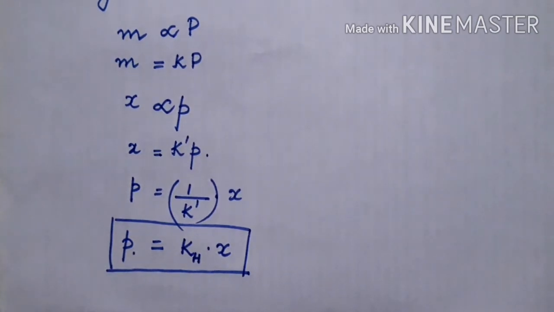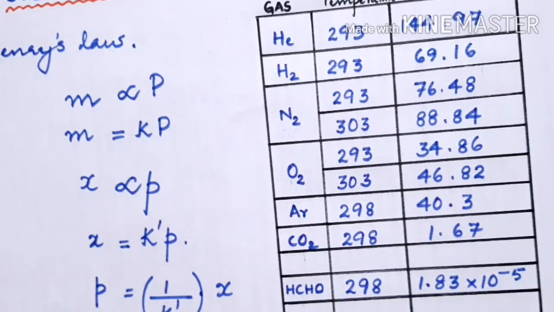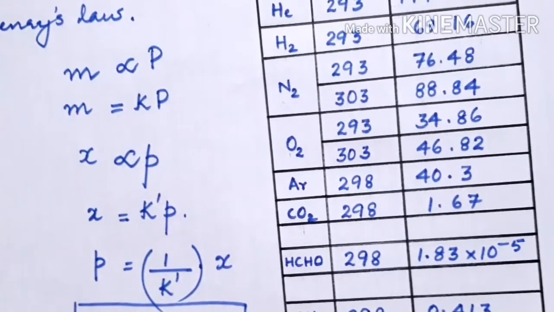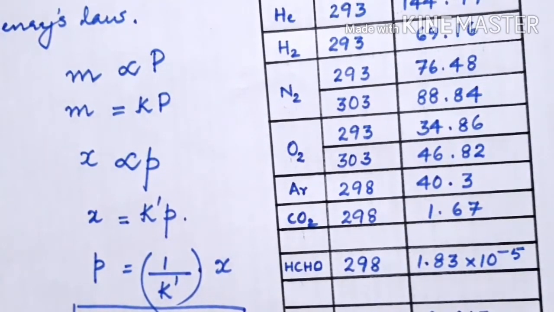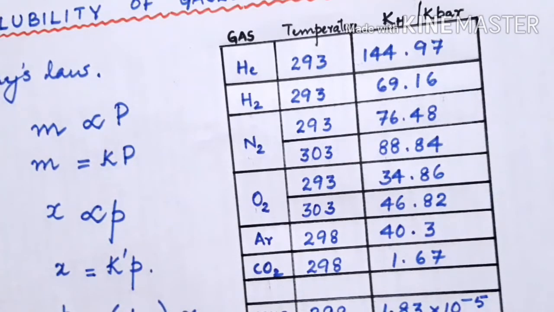Due to this reason, you find that aquatic animals are living comfortably in cold water compared to that of warm water. According to Henry's law, we have learned that partial pressure is the product of KH and x. When KH value increases, x value should decrease. KH value for different gases in water at particular temperature is tabulated here.